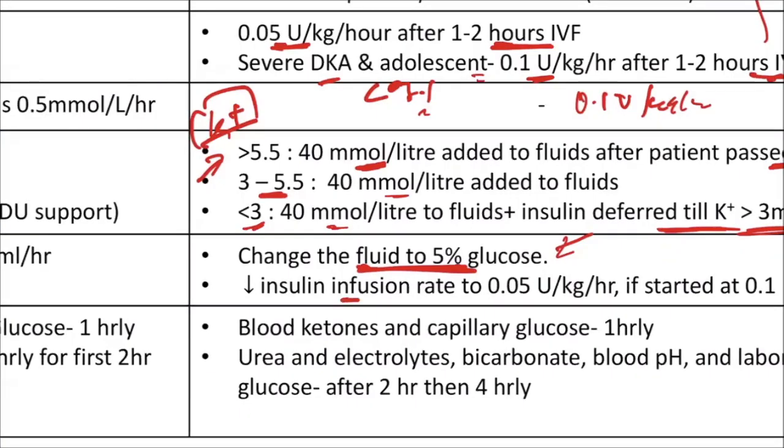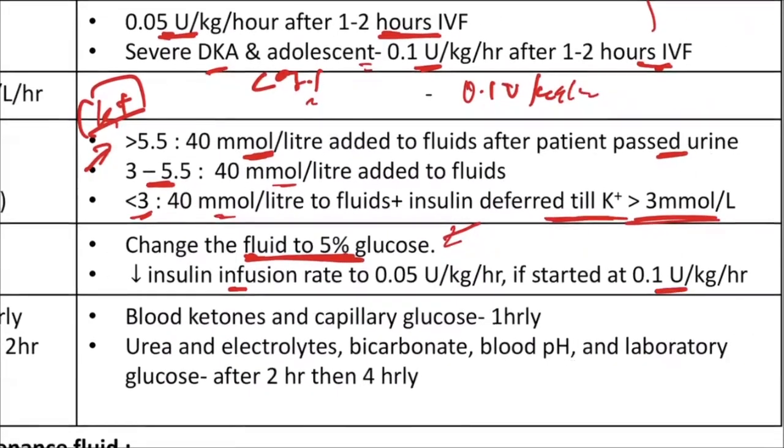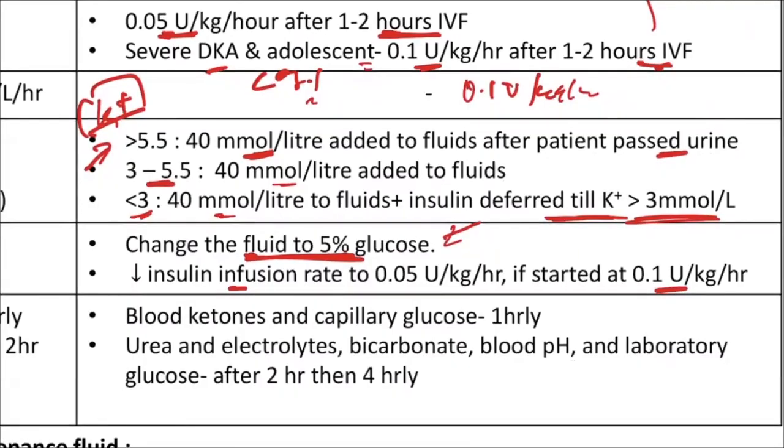Do we change the insulin infusion rate? We usually do not change it, unless you started at 0.1 unit per kg per hour because it was severe DKA. Then you can change it to 0.05 units per kg per hour.